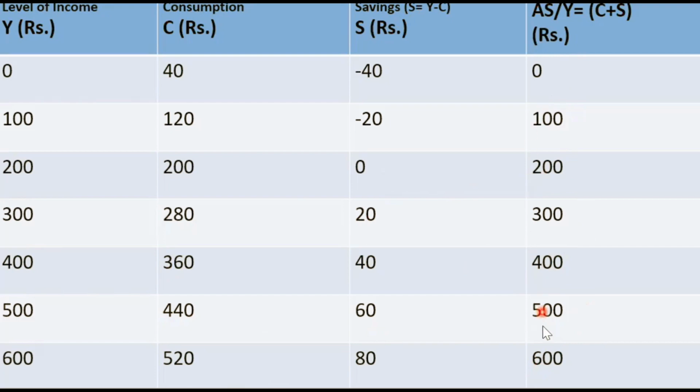Now let us compare this value of aggregate supply with the value of income. Can you see that both are the same? At zero level, income is zero, aggregate supply is also zero. At the next level, income is 100, aggregate supply is also 100, and so on. So that's why we say that aggregate supply is equal to income or national income. Now let us represent the schedule on a graph.